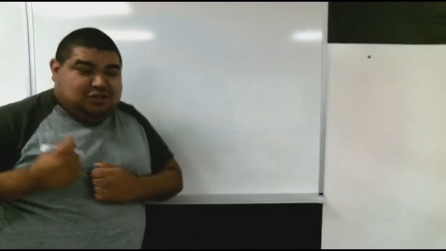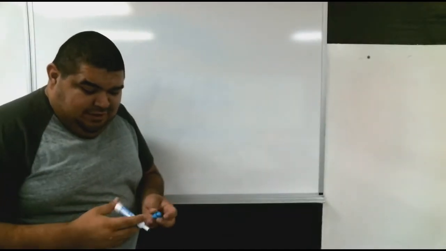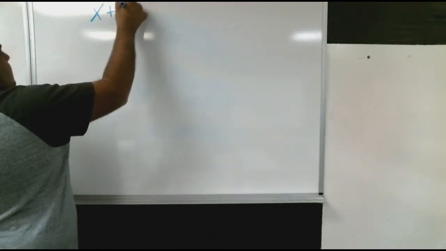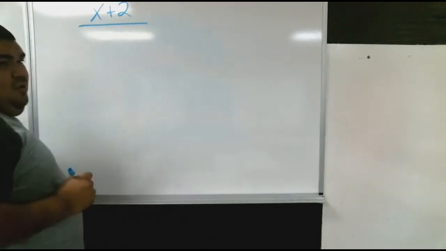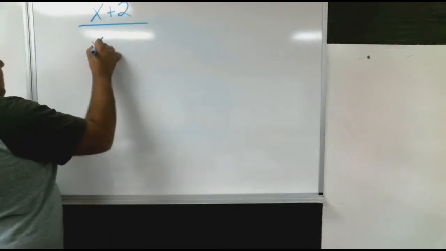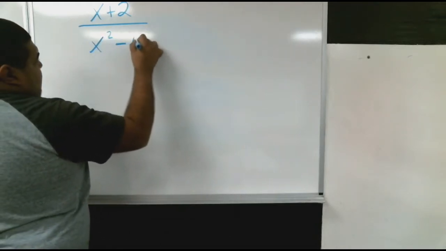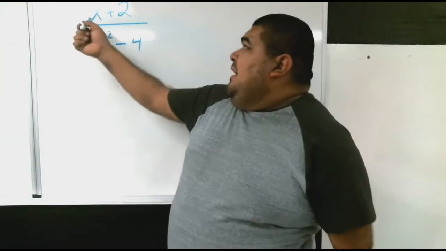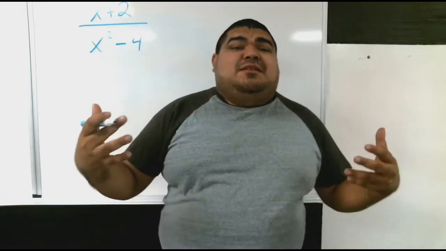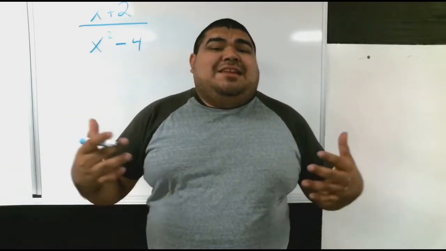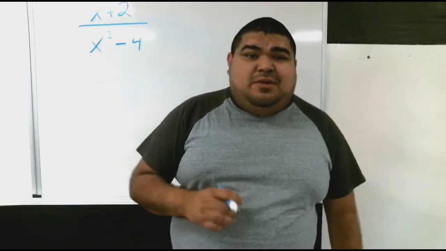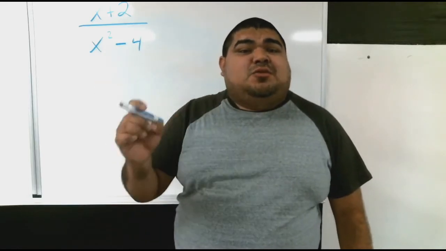So today we're dealing with rational expressions. If we have something like x plus 2 over x squared minus 4, okay? Notice that the top, x plus 2, there's nothing really you can do to it. So we're going to leave it as it is, okay? But on the bottom, we have that square, x to the square power.